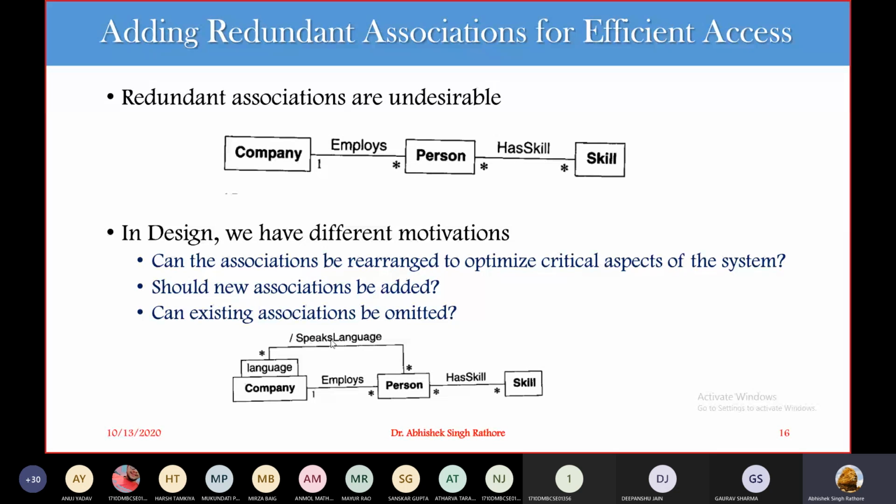We can add an association. We have a derived association, like a company that has many persons who speak some languages, and on these languages we can have a speaks-language association from the company to the persons, where the qualifier is the language spoken, like Hindi or Japanese and so on. This derived association does not add any information, but it permits fast retrieval for a particular language.